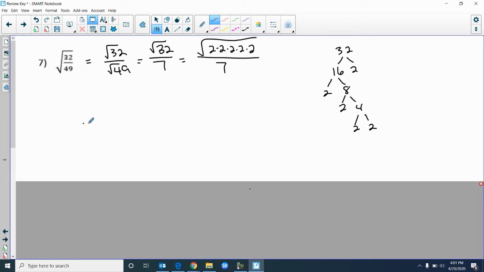over 7. And now 5 2's, I got 2 pair. Multiply those 2 together when they come outside. You got 4 square root of 2 over 7. Okay, so that'll be your answer for 7.